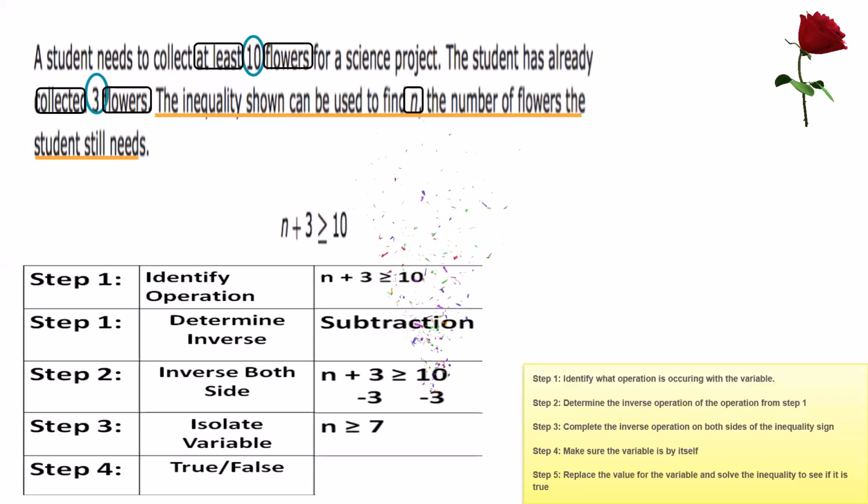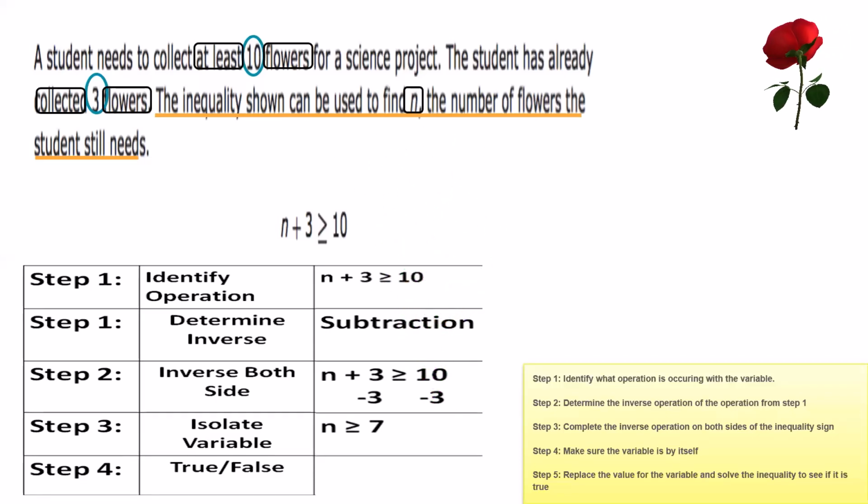And when I isolate my variable, n is greater than or equal to 7. Once again, n is greater than or equal to 7. So 7 plus 3 would equal 10, which is equal to or greater than 10. This answer would be true.